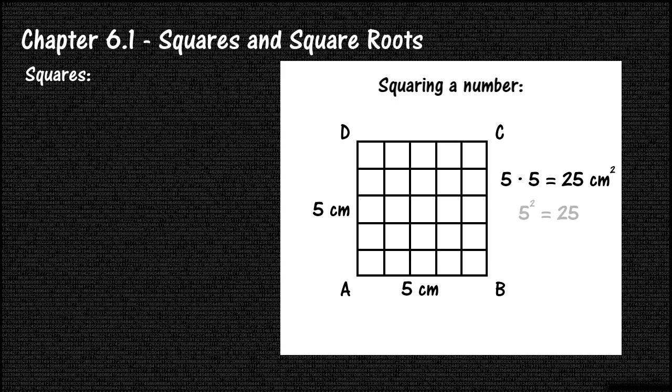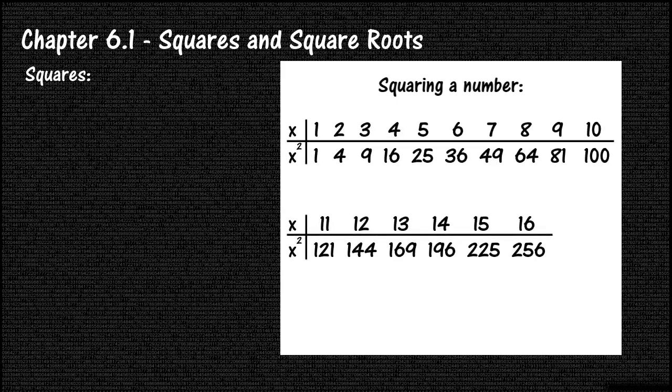We use this symbol as its notation. We pronounce this as 5 squared. The answer, 25, is a square number. The first 16 squares should be easy. Make sure you memorize these.